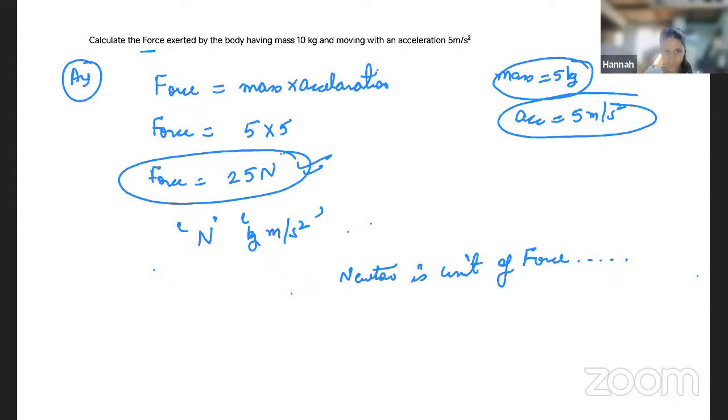So isn't the mass 10 kg? What do you think? Isn't the mass 10 kg? No, it's 5 kg. You can see that, no? We can see it now. Yeah, good.